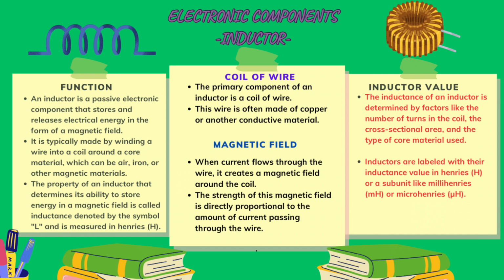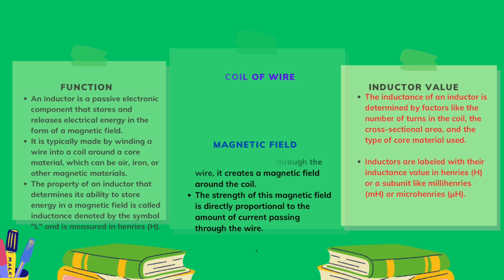The primary component of an inductor is a coil of wire. This wire is often made of copper or another conductive material. When current flows through the wire, it creates a magnetic field around the coil. The strength of this magnetic field is directly proportional to the amount of current passing through the wire. The inductance of an inductor is determined by factors like the number of turns in the coil, the cross-sectional area, and the type of core material used. Inductors are labeled with their inductance value in henries or subunits like millihenries or microhenries.